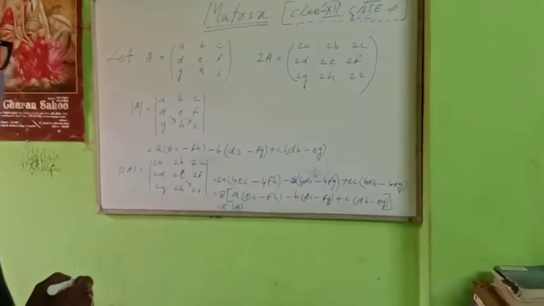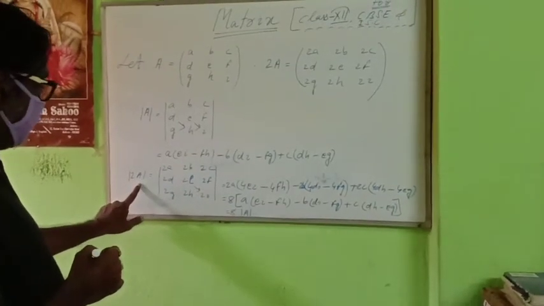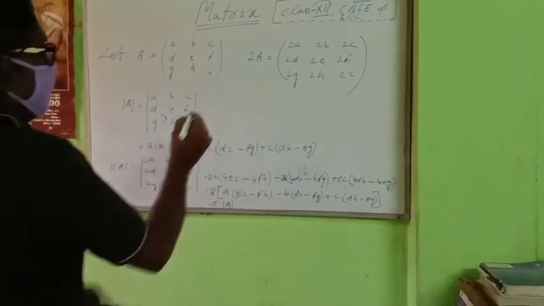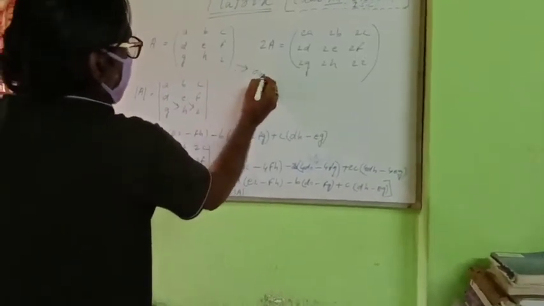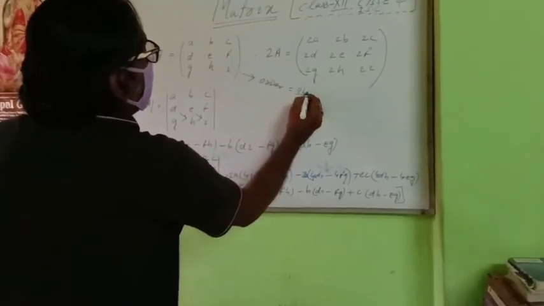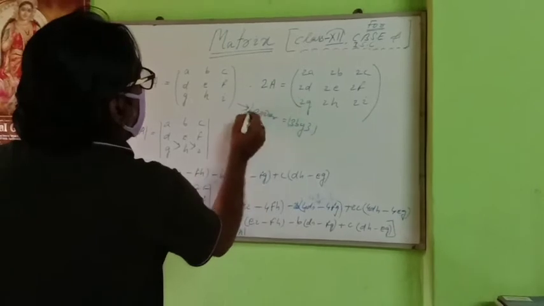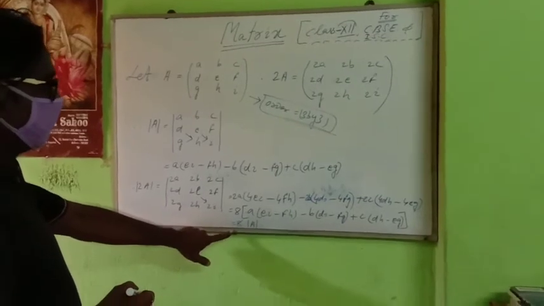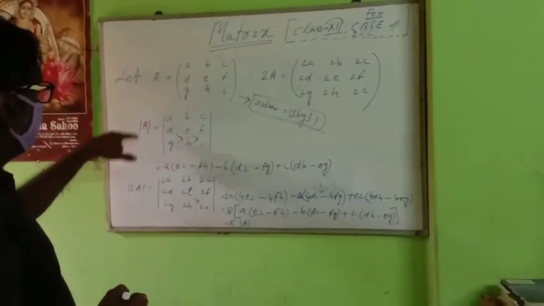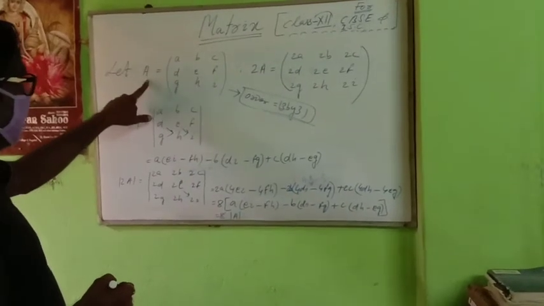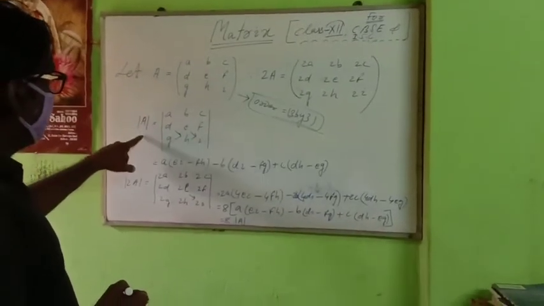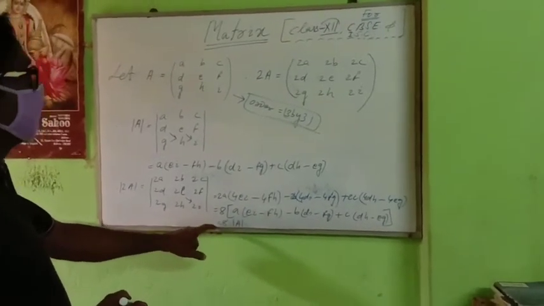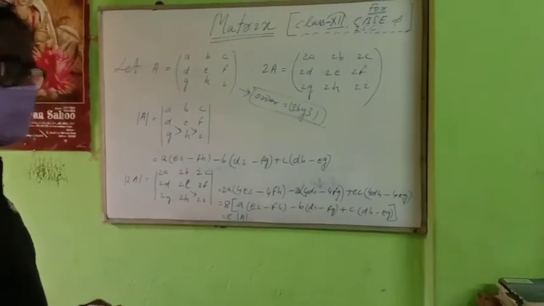So what is the conclusion? 2A determinant is equal to 8 whole into A determinant, because A is a matrix of order 3 by 3. So what is the order? Order is equal to 3 by 3. This is the order of the matrix. Therefore, it is coming 8 times. This is the conclusion. You have to prove that if A is a 3 by 3 matrix, then this is the relation between A determinant and 2A determinant that we are getting. Okay, let us go to the next one.